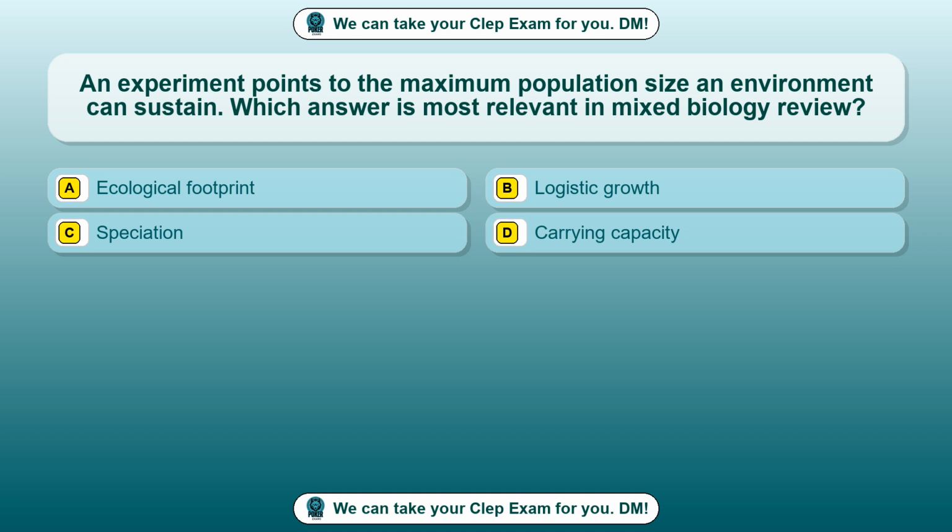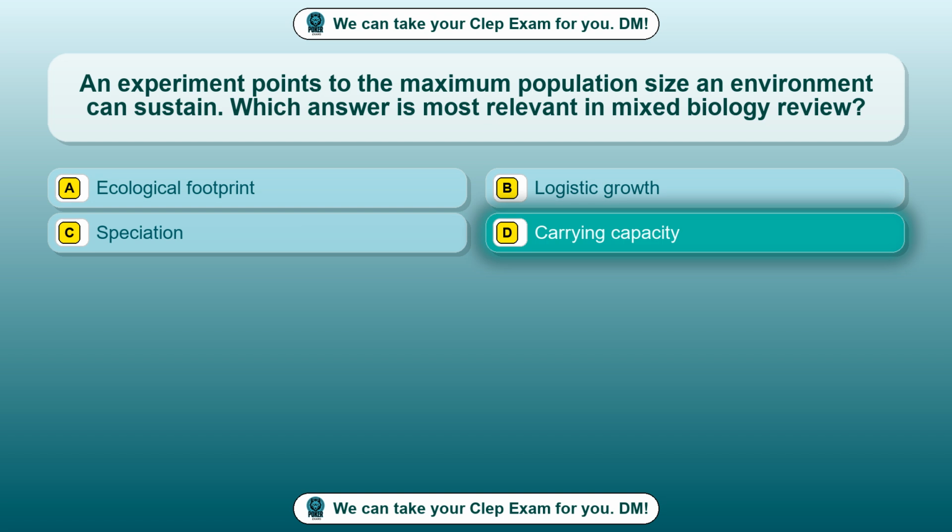Question 14. An experiment points to the maximum population size an environment can sustain. Which answer is most relevant in mixed biology review? Option A, ecological footprint. Option B, logistic growth. Option C, speciation. Option D, carrying capacity. The correct answer is option D, carrying capacity.